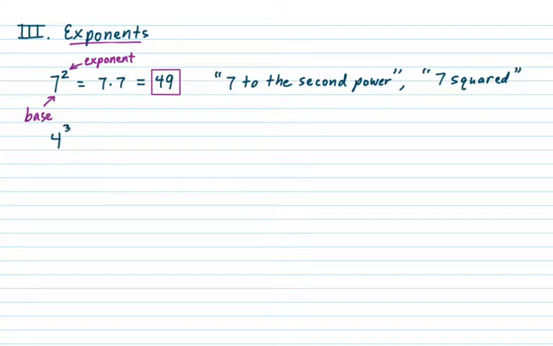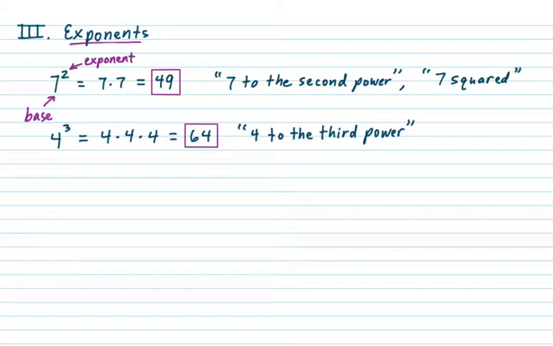Let's do one more of these. What if we had 4 to the third power? Well, we would multiply 3 4s, and that would be 64. 4 times 4 is 16. 16 times 4 is 64. So here we have 4 to the third power, or we say it as 4 cubed. Now, if I had 5 to the fourth power, there is no shortcut for that or any other higher power. So it's just with the 2 and the 3 that we have these shortcuts for how to say them.